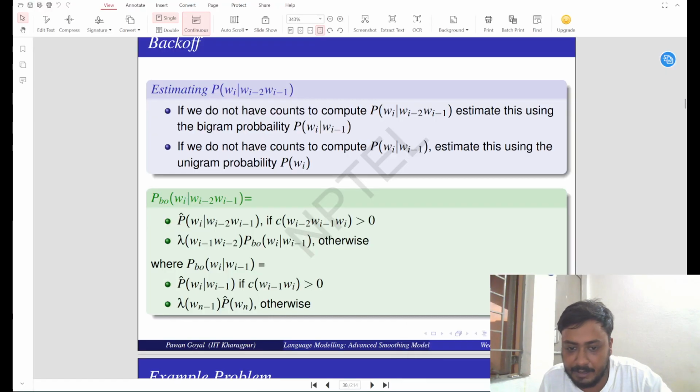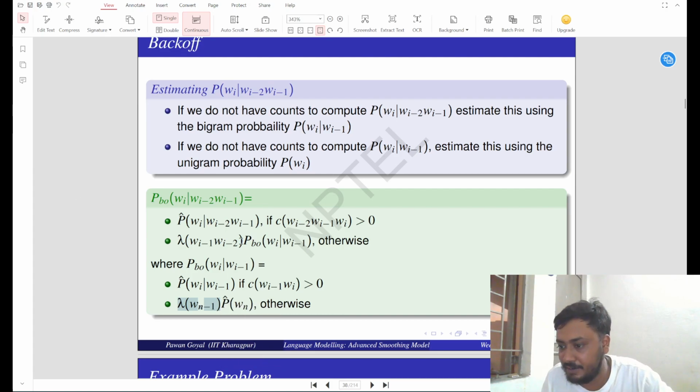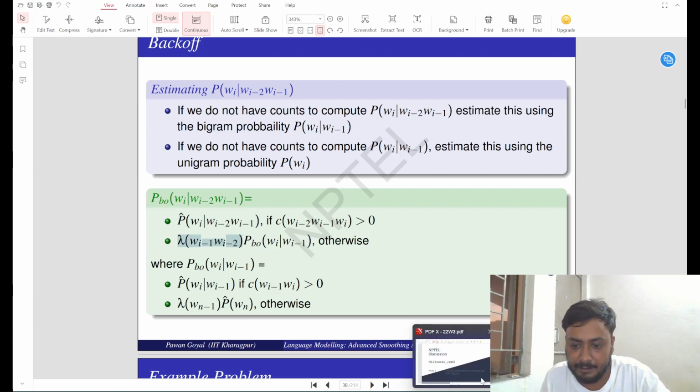Because if you remember, this is our lambda ca, and this is our lambda a. So I have just replaced these terminologies, wi minus 1 and everything, with the actual bigrams over here. That is what these things also mean, but it can be a bit confusing with the notation, so I am just specifying that.